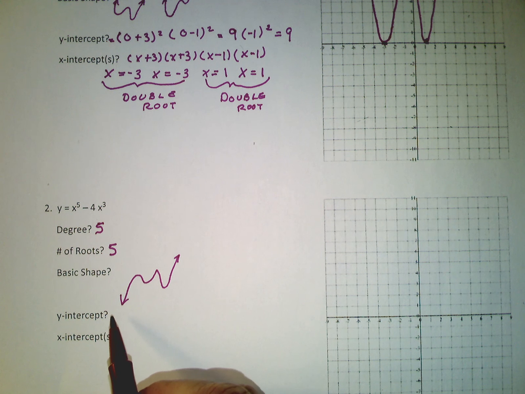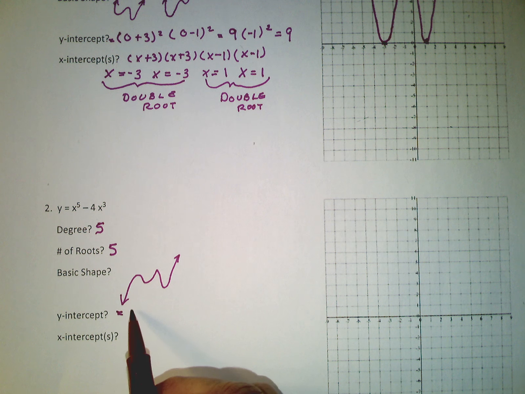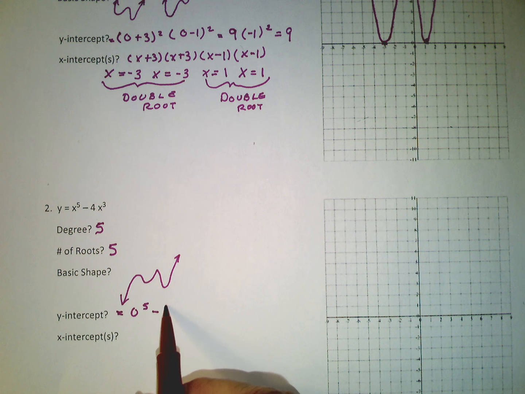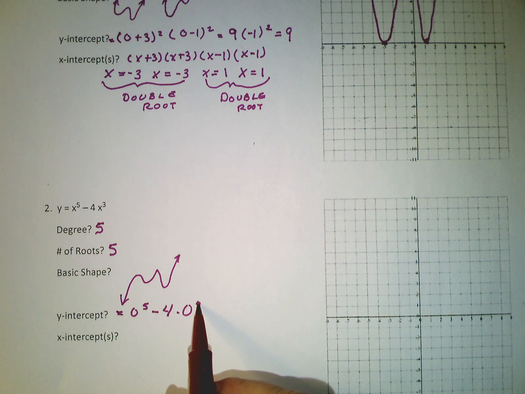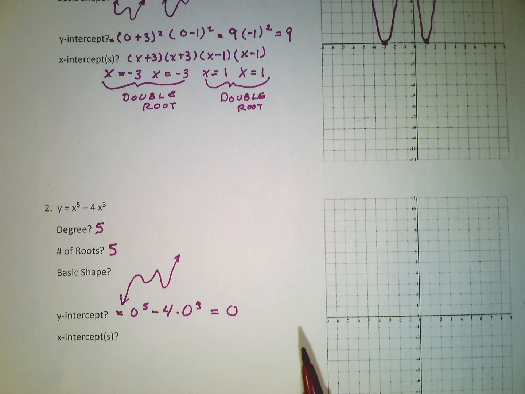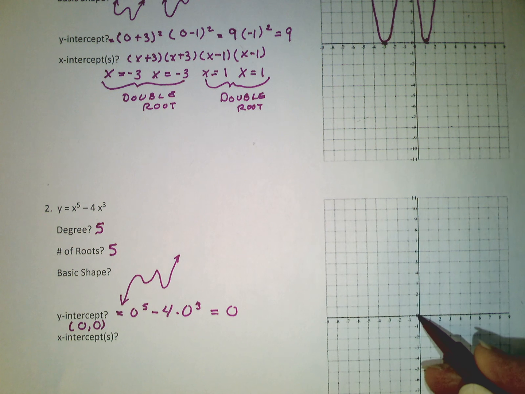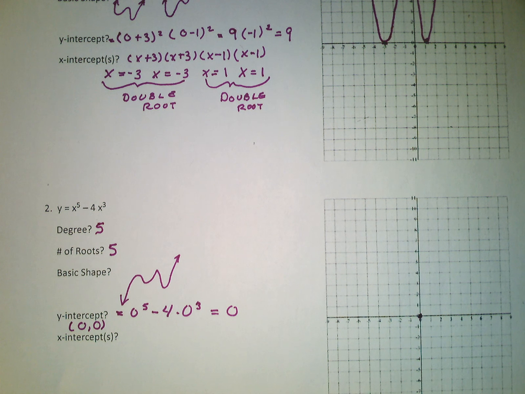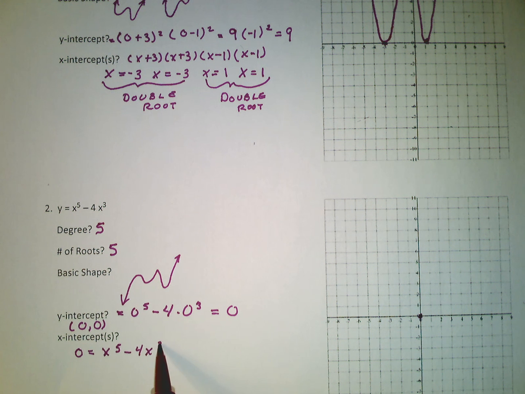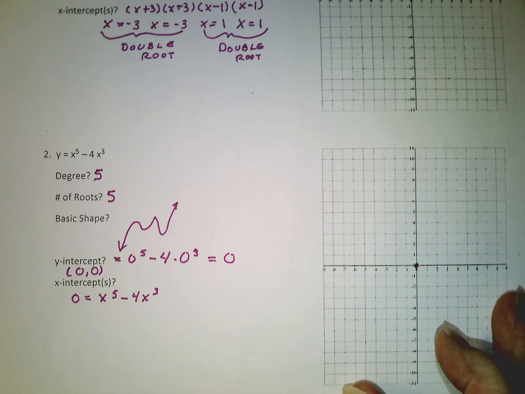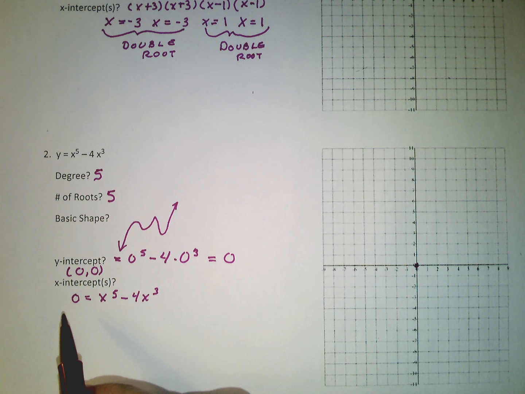The y-intercept, that's when x is 0. So it is 0 to the 5th minus 4 times 0 to the 3rd, which is still going to give us 0. So we know that the y-intercept, when x is 0, y is 0, going to be right at the origin. For the x-intercepts, we set y equal to 0, and we're going to have to factor this thing. Any common factors come off, because that's always what we look for when we're factoring.